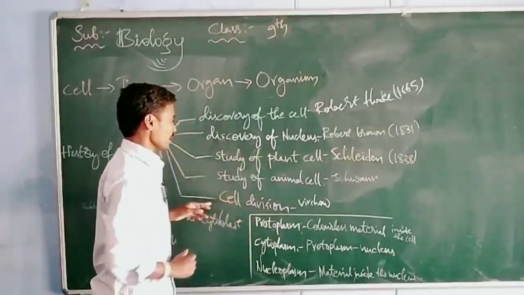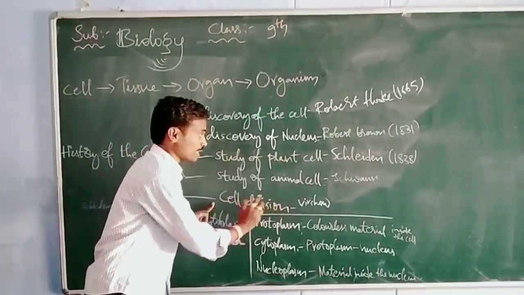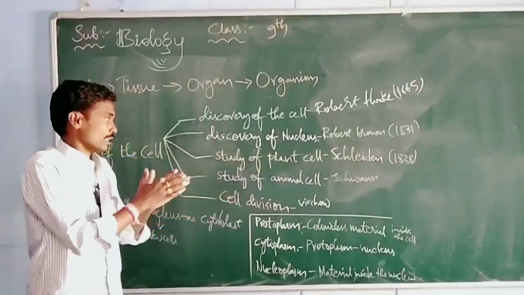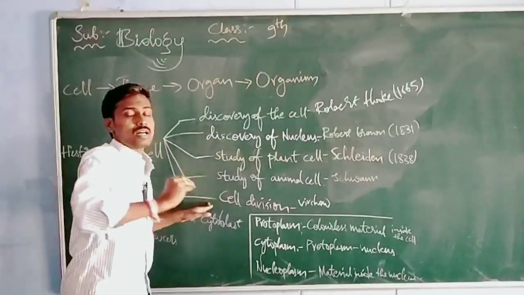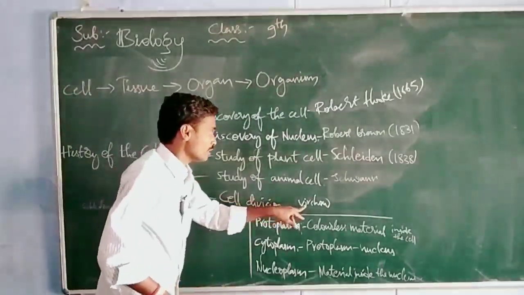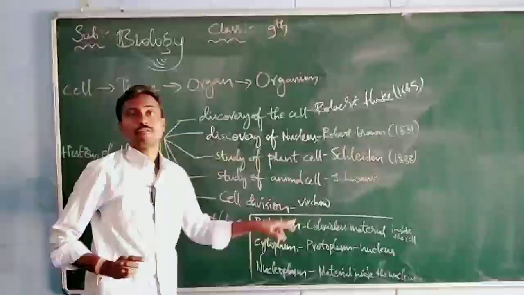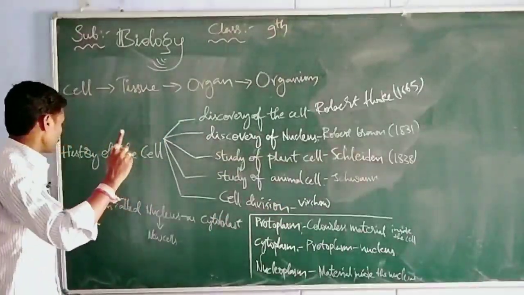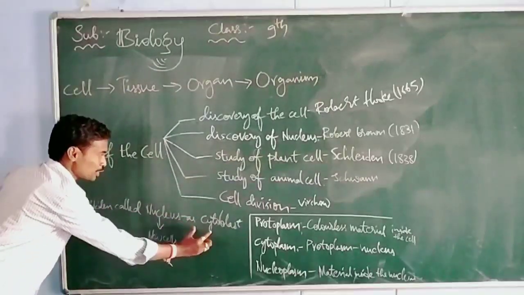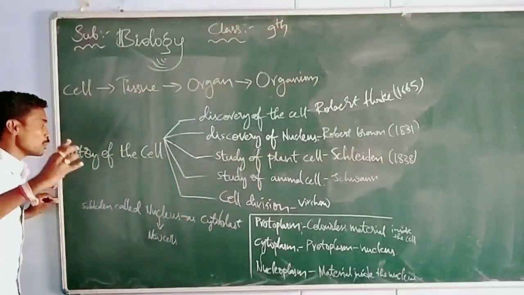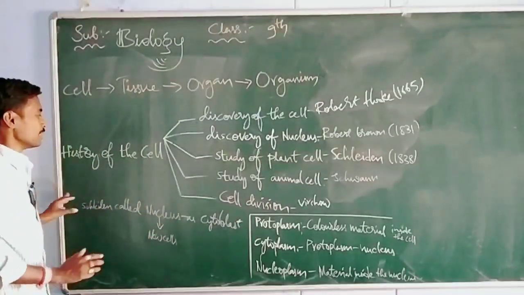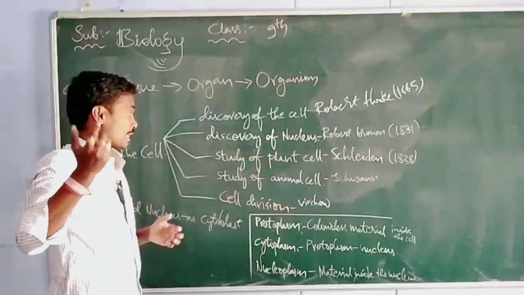Here we also observe cell division. Actually, some points are added to the cell theory. Let us see what they are. New cells arise from pre-existing cells. This addition to the cell theory was made by Rudolf Virchow. One more thing we have to know about this scientist: he called the nucleus cytoblast. Why did he call the nucleus cytoblast? As new cells arise from the nucleus, he called the nucleus cytoblast.